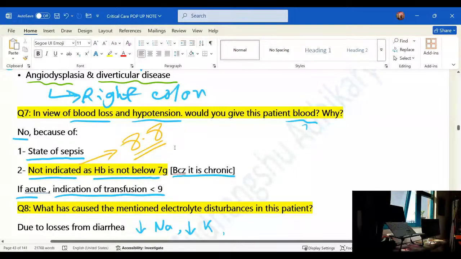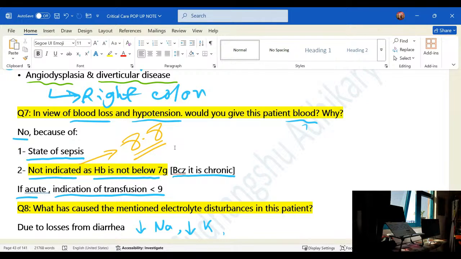In view of the blood loss and hypotension, would you give this patient blood, and why? No, because the patient is in a state of sepsis, and the hemoglobin level is not an indication for blood transfusion in this acute case.